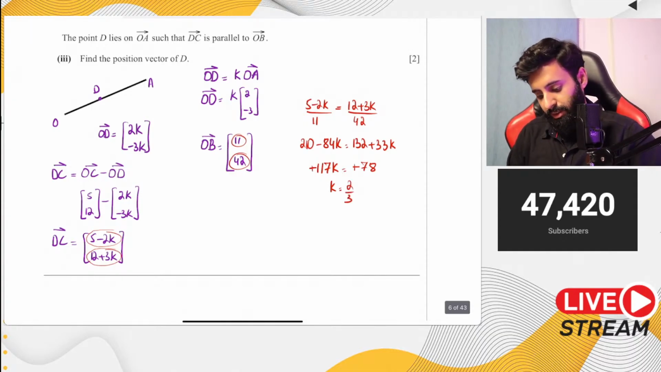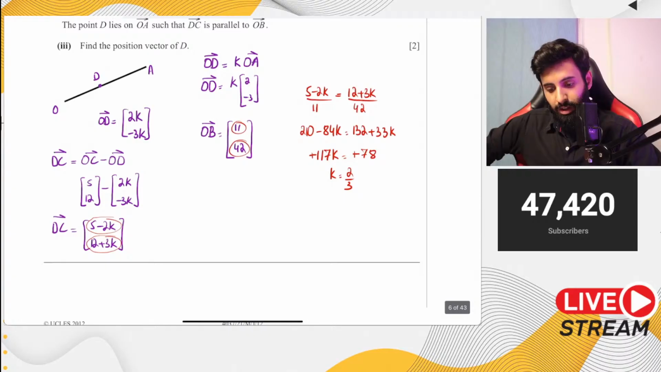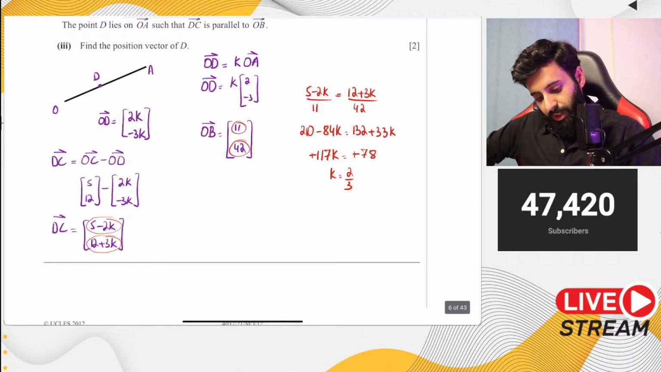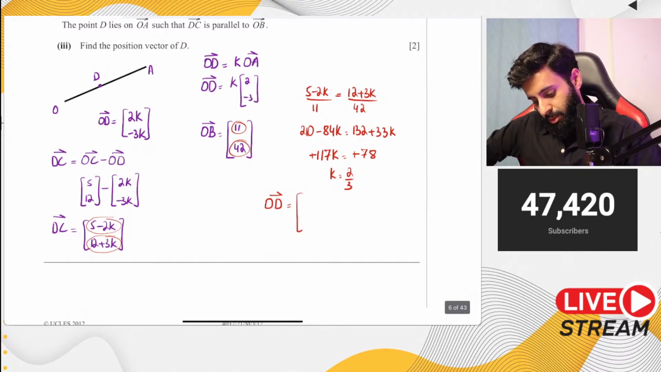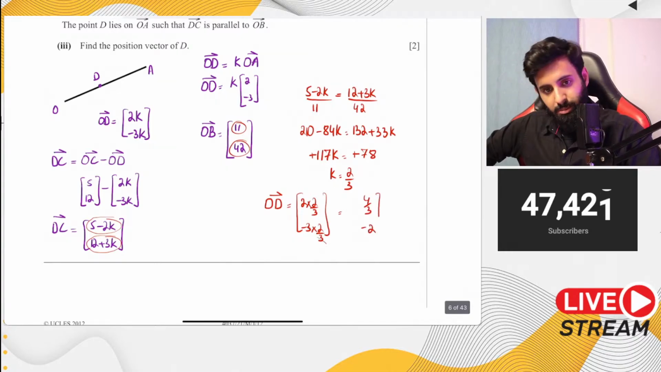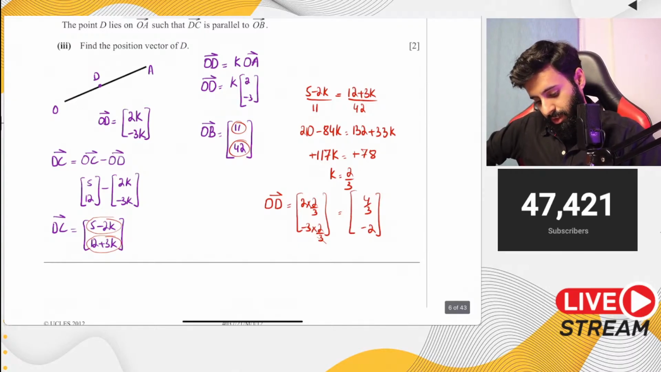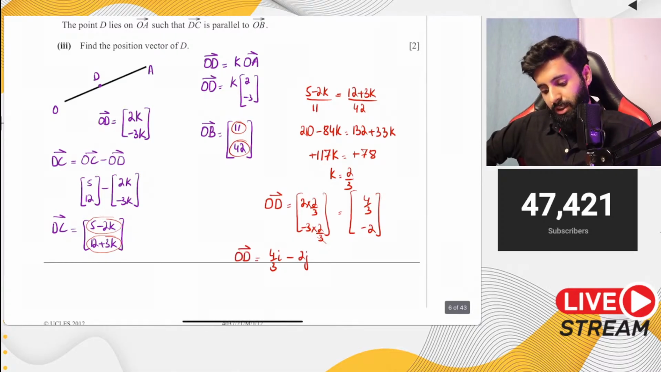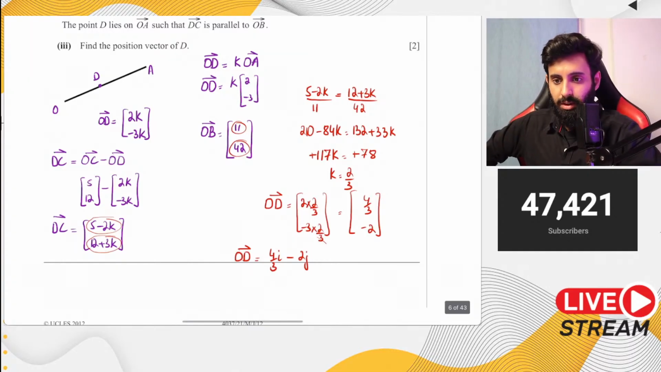Now, that's not the end of the question. We've only found the value of K, and we need to find the position vector of D. So remember, OD was equal to 2K and minus 3K. So 2 into 2 upon 3 and minus 3 into 2 upon 3. Let's solve this. We get 4 upon 3, and the 3s cancel out, so that's minus 2. So 4 upon 3 and minus 2 is the answer, which you can write as 4 upon 3 i minus 2 j. So there you go. Now this was a tricky question, and you can expect questions like this in the exam.